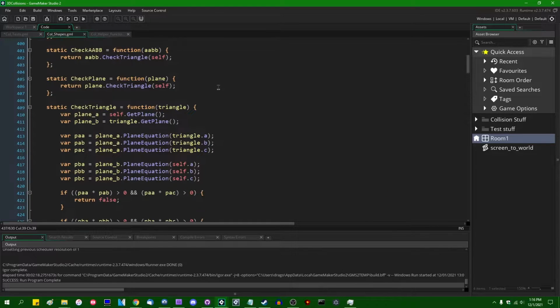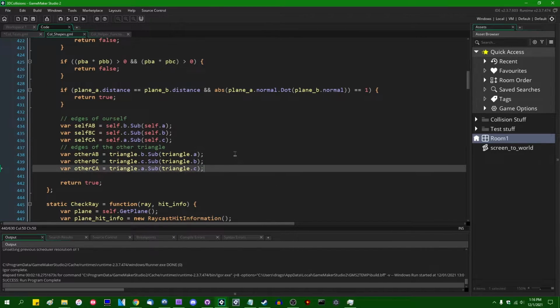I really should comment this code, shouldn't I? I'll comment this code before I push it to GitHub.